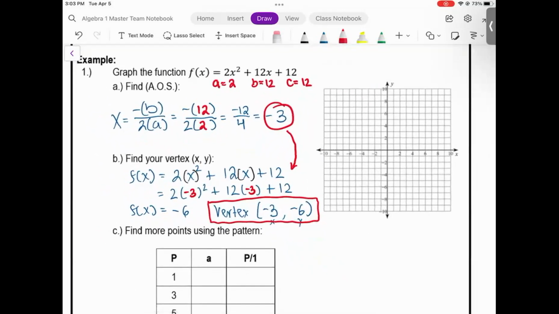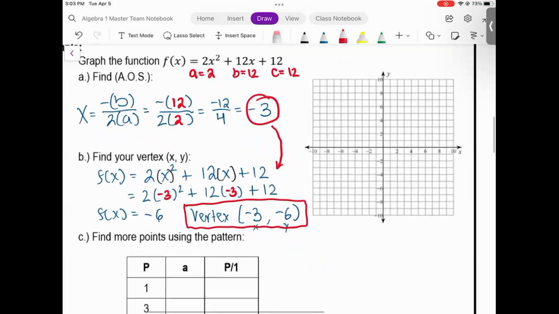We're going to go ahead and plot that into our graph. So if we look at the XY plane, I'm going to start from the middle and go to negative 3, negative 6, which means I'm going to go 3 to the left and then down 6, which is right there. And I'm actually going to be using blue. Okay, so again, you're going to start from the middle, go 3 to the left, and then down 6 to find your vertex.